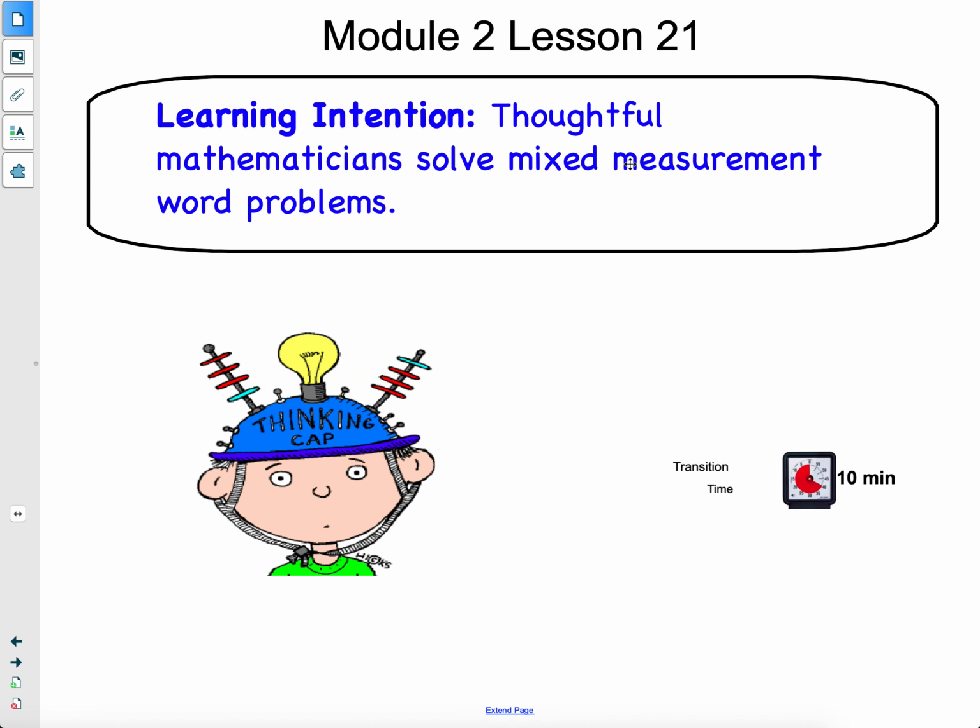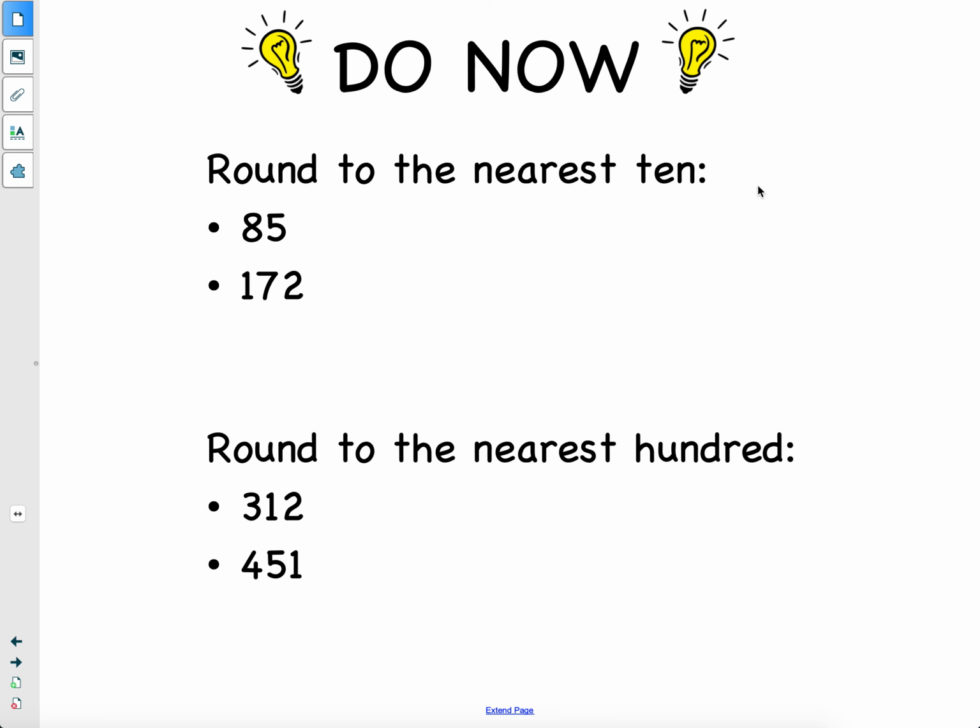Last lesson for this module. Thoughtful mathematicians solve mixed measurement word problems. So we're going to continue solving some word problems. So, quick Do Now to spiral back to rounding.